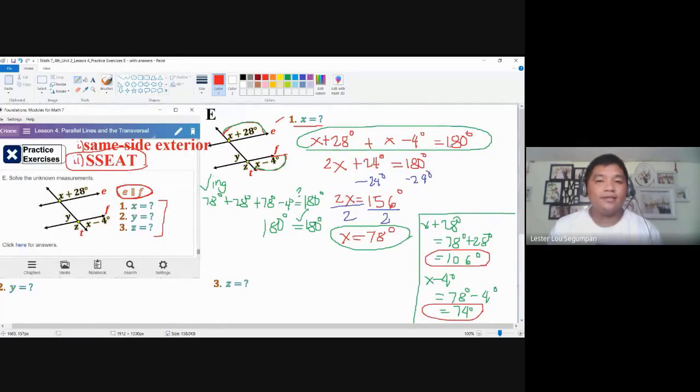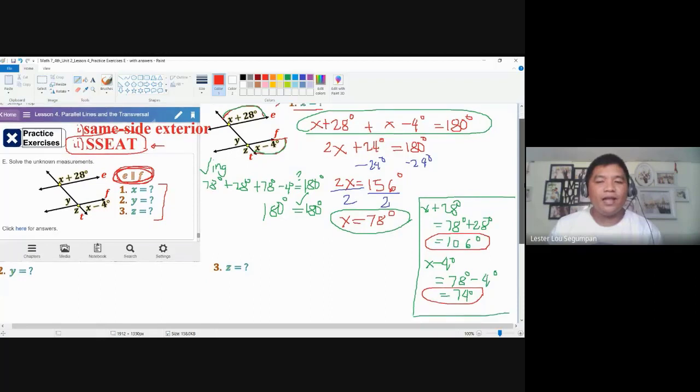The answer is yes. And since they sum up to 180 degrees, they are supplementary, and we have satisfied the claim of the theorem, being the lines cut by a transversal to be parallel lines. Okay. So this is actually the first step in solving this problem. We have now solved the value for x.